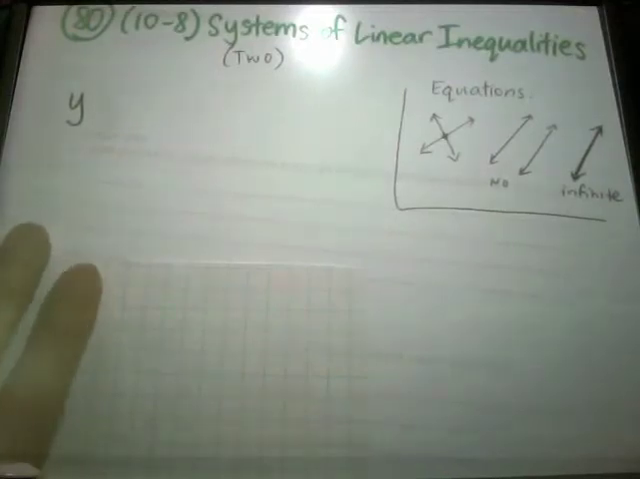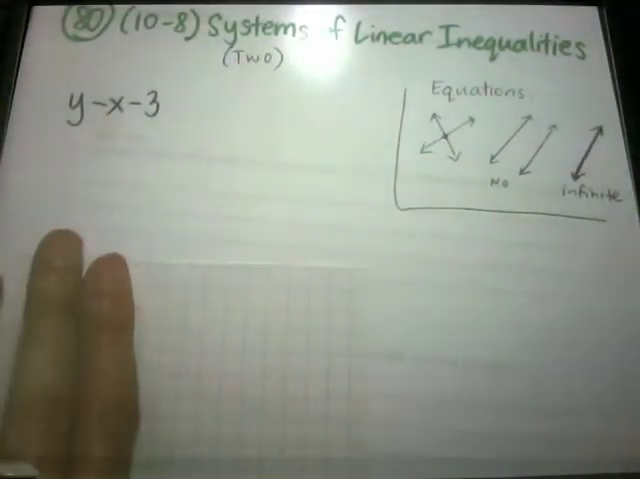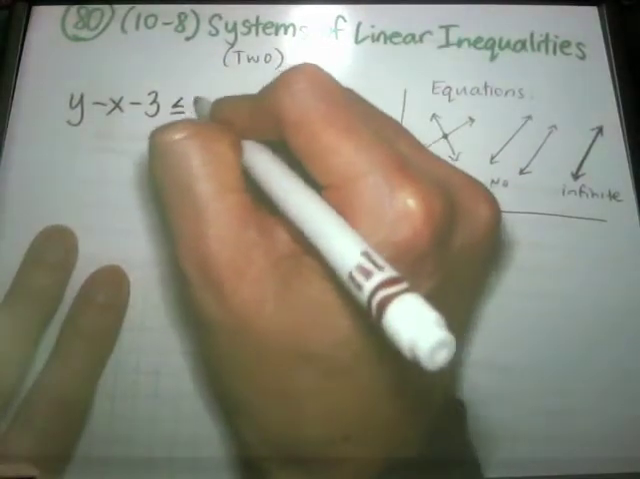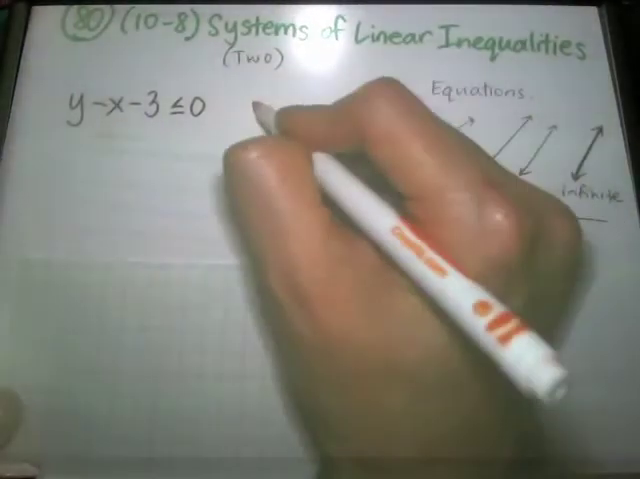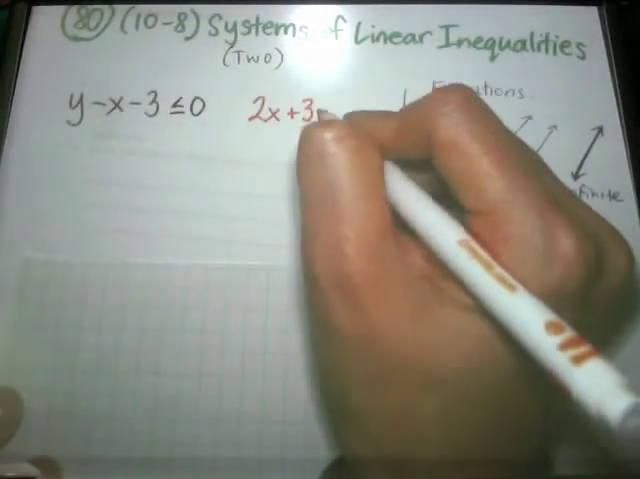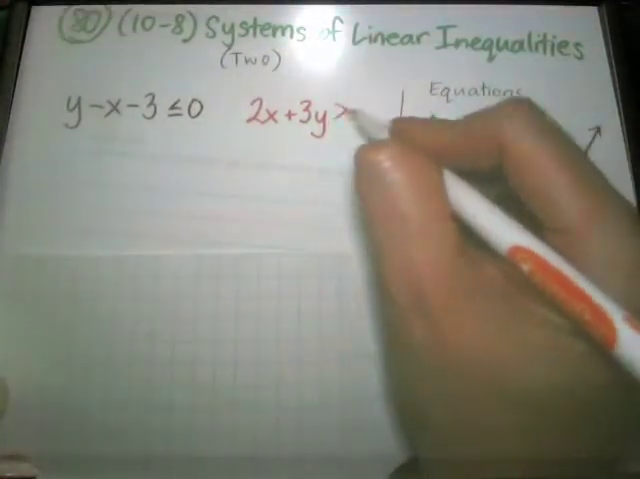y minus x minus 3 is less than or equal to 0. That's going to be our first one. And our second one, 2x plus 3y is greater than negative 6.